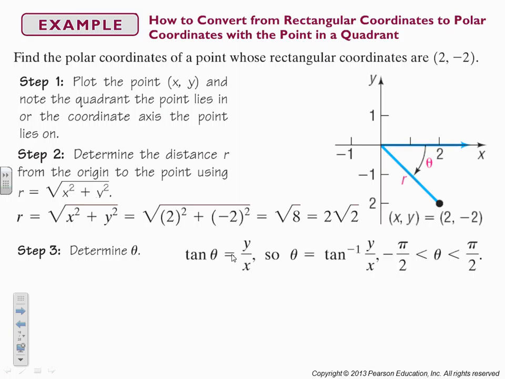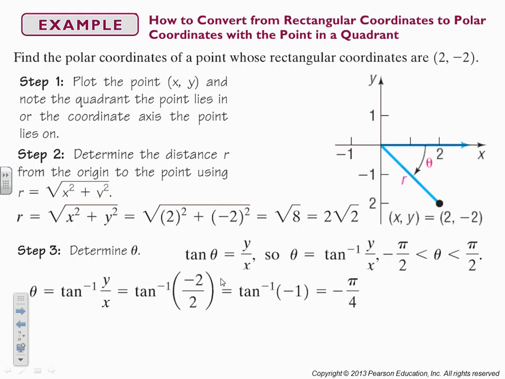When we're finding theta, we always want to use tangent. So tangent of theta equals y over x, so theta is inverse tangent of y over x, where theta is between negative pi over 2 and pi over 2, because that's the only place where tangent is valid, where we can find the inverse.